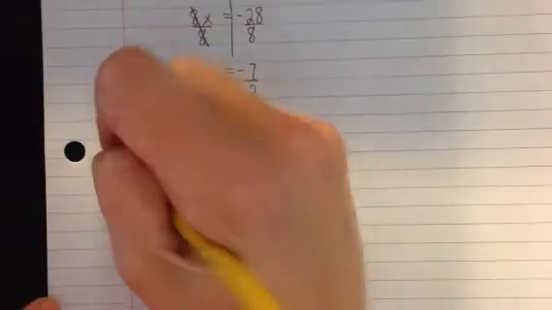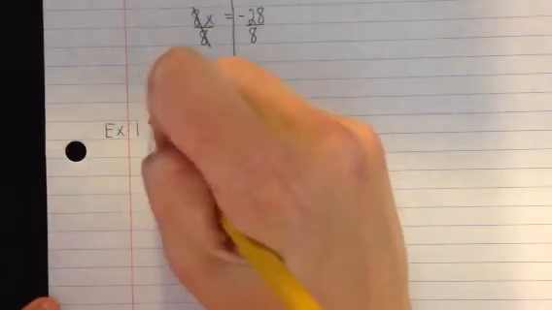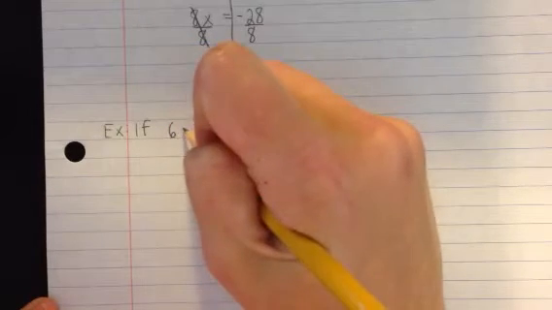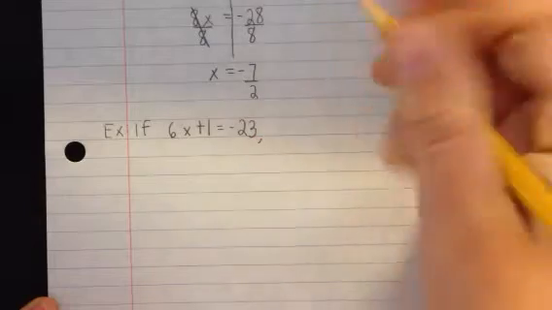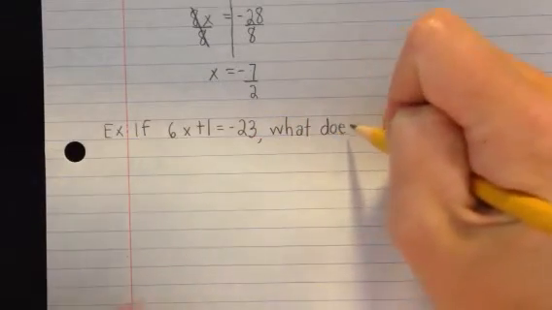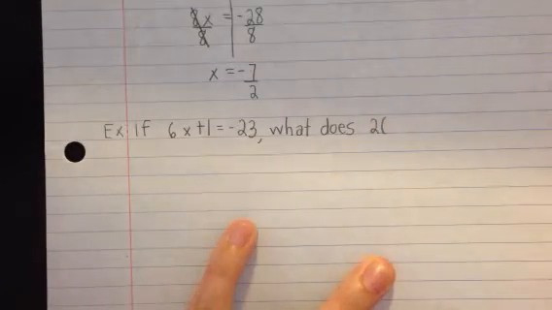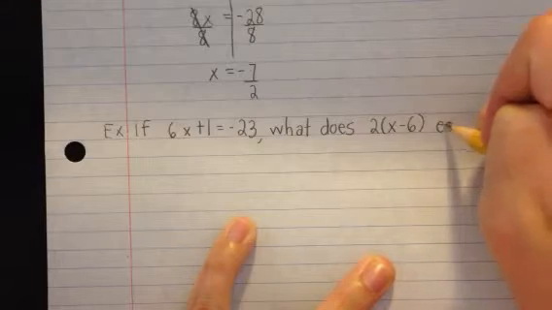Alright, so now let's look at something a little bit different. For example, if 6x plus 1 equals negative 23, what does 2 times the quantity x minus 6 equal?